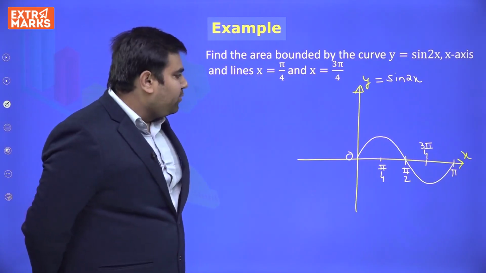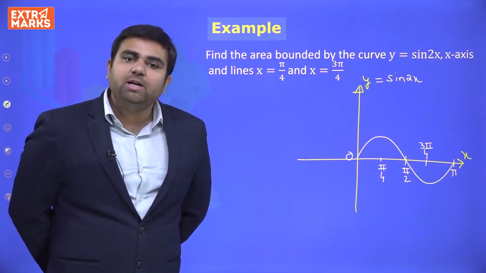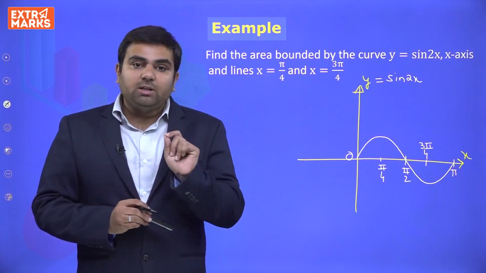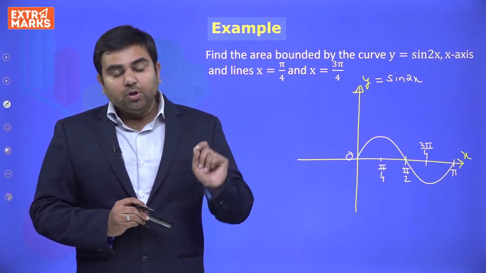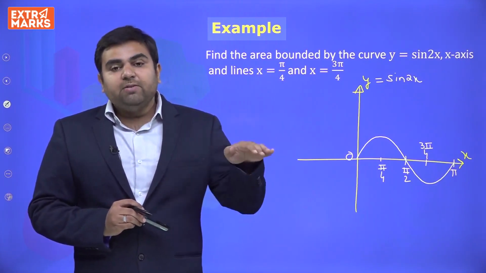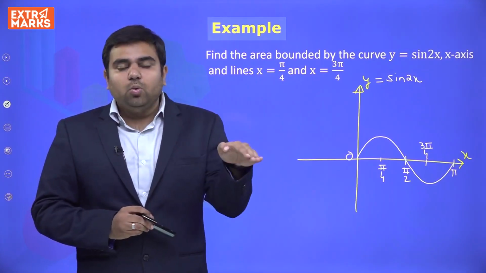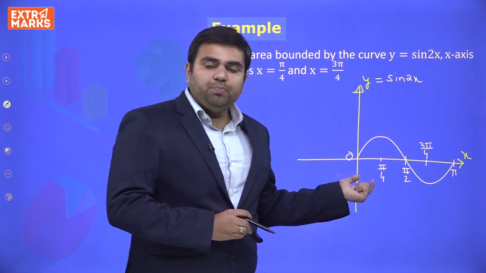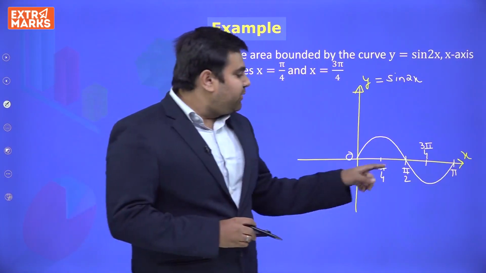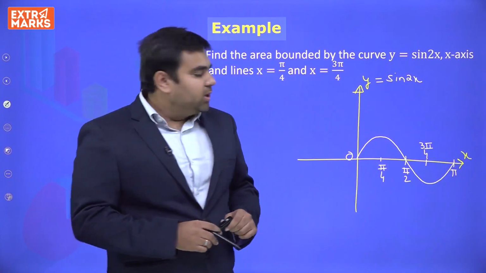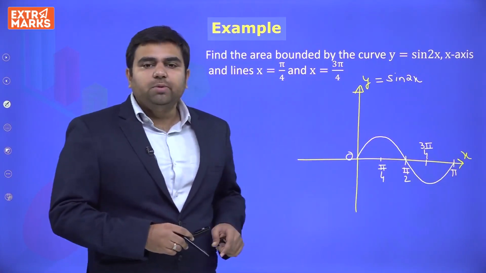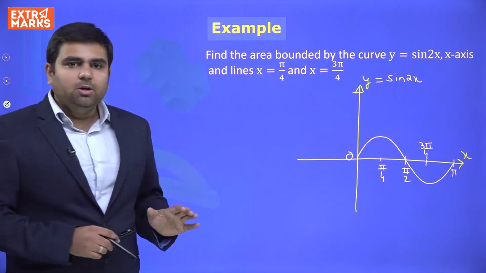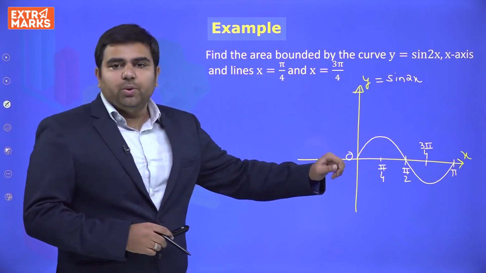So firstly, we need to understand how to obtain the graph of sine 2x. In order to obtain the graph of sine 2x, simply construct the graph of sine x first. When you construct the graph of sine x, divide each and every value of x by 2. Like earlier if this was pi by 2, now this would be pi by 4. Earlier if this was pi, now this would be pi by 2. Earlier if this was 3 pi by 2, now this would be 3 pi by 4. Earlier if this was 2 pi, now it would be 2 pi by 2, that is pi, right? So this is y equal to sine 2x.